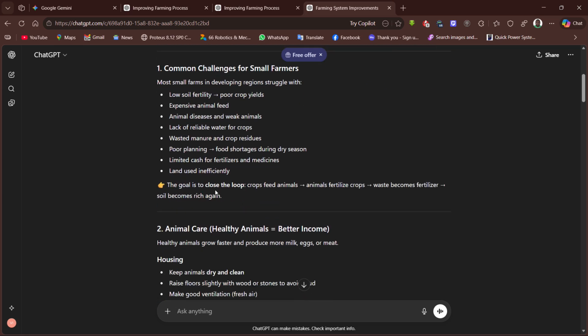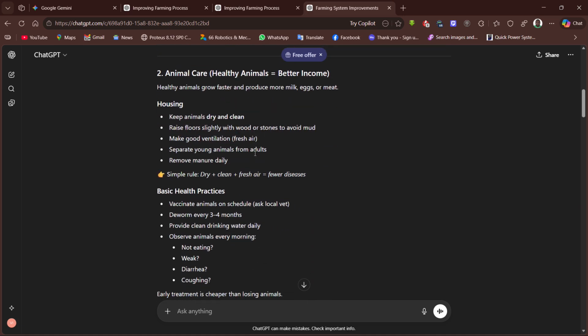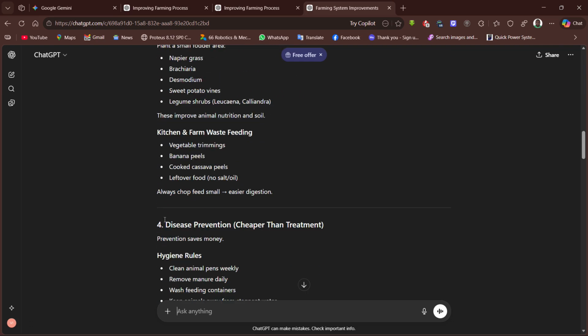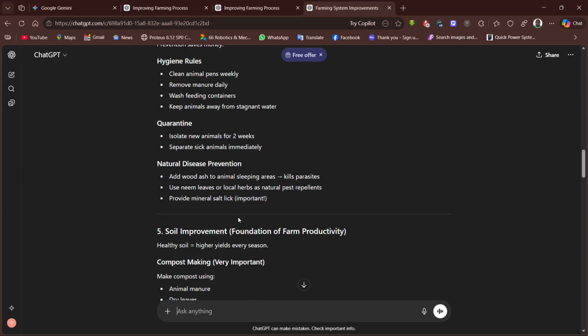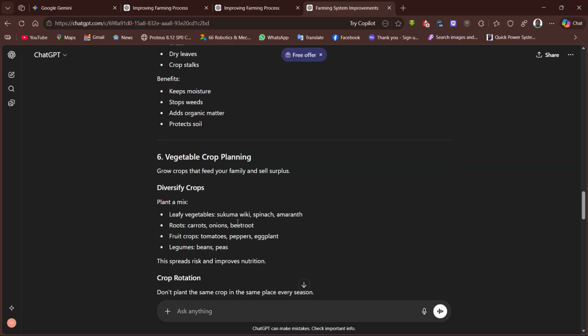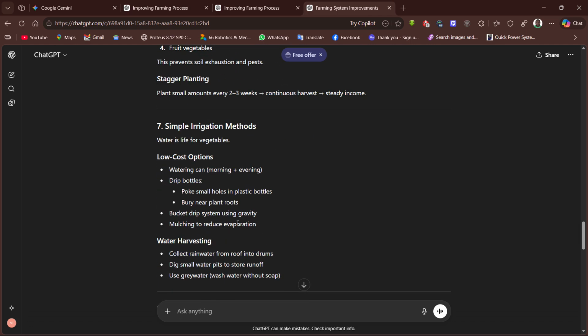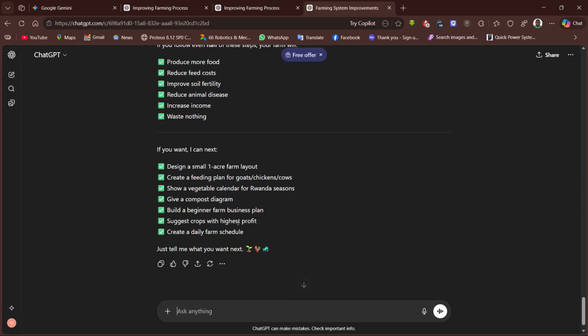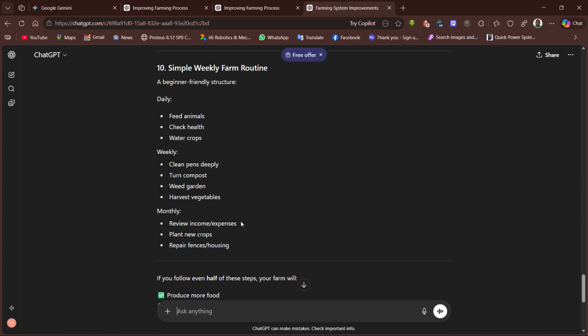So it first identifies the common problems and challenges for small-scale farmers. Then it looks at animal care. It looks at low-cost feeding strategies. It looks at disease prevention cheaper than treatment. Basically, this output is already very, very great. You can now just look at, for example, whatever thing you want here, maybe to get more information from this, and then you ask it to do so. This is already a very, very great response, right? And maybe you can use this if you are a farmer, and that's your use case. You can just use this and go right deep down into it.